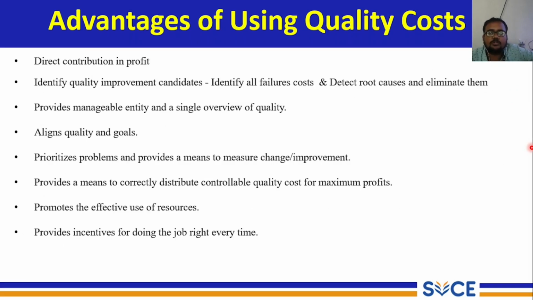What are the advantages of using quality cost? First thing is it has a very direct contribution in the profit, and it provides a manageable entity and a single overview of quality aspect. Most importantly, the quality cost prioritizes the problems, and it provides a means to measure the change or the improvement. It promotes effective use of resources in a way that it optimizes them, so that most of the resources, even the unused part of the resources in the industry or probably on the shop floor, are being tapped upon and utilized to a greater extent.